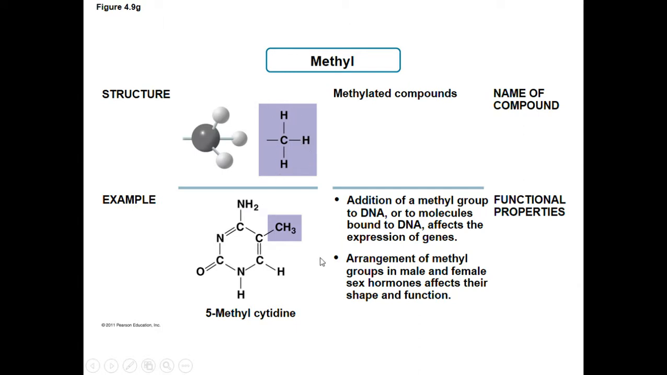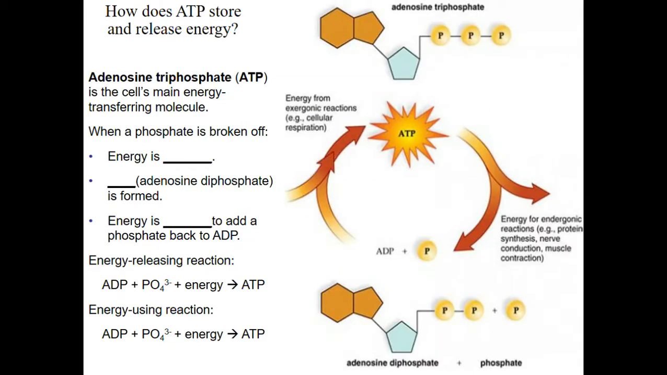and it's attached to another molecule. So let's go ahead and talk about ATP, because this little molecule is pretty important, and all of cellular respiration really revolves around making this. So how does ATP store and release energy? Adenosine triphosphate, ATP, is the cell's main energy transferring molecule. When a phosphate is broken off, energy is released. So when we're saying phosphates, let's break this down real quick. These are the phosphates. So triphosphate, we have 1, 2, 3.